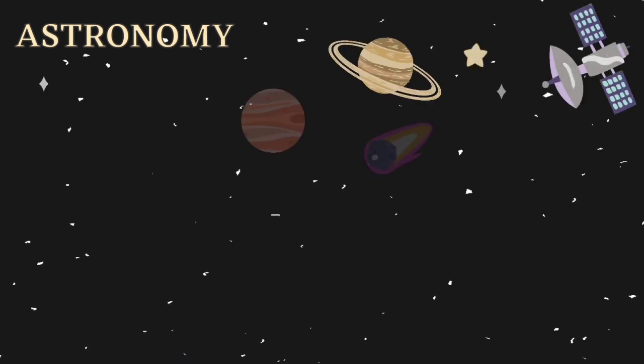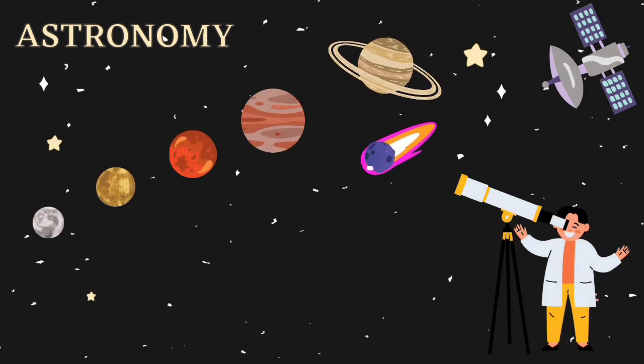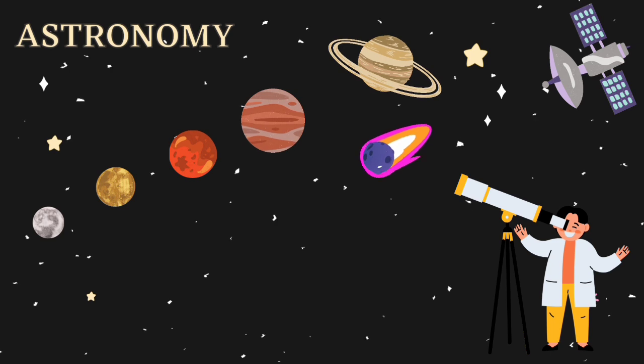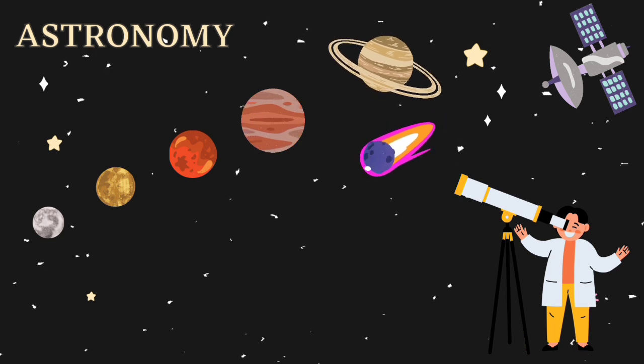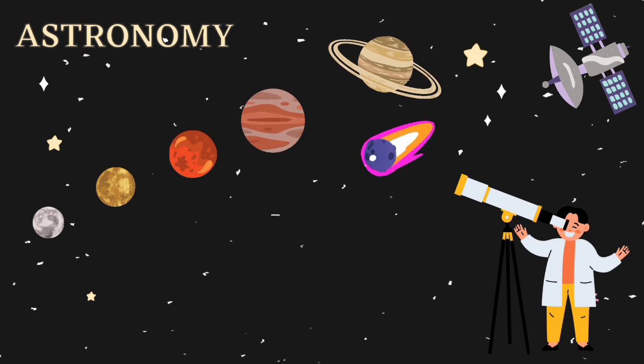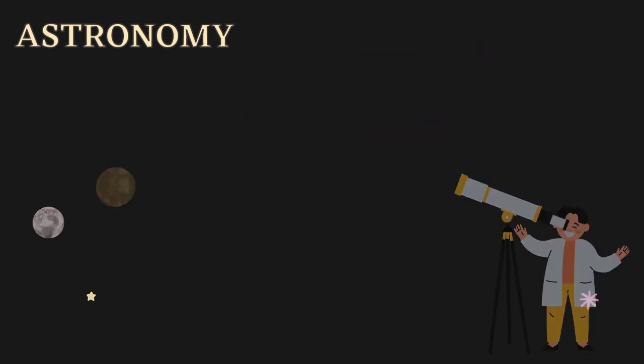Looking back in time: when we use powerful telescopes to look at distant objects in space, we are actually looking back in time. This seems really fast, but objects in space are so far away that it takes a lot of time for their light to reach us.